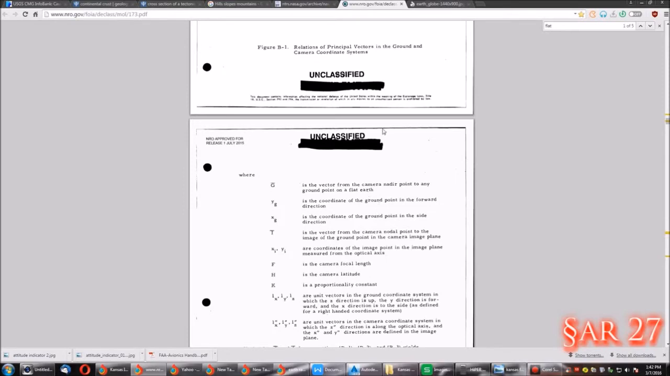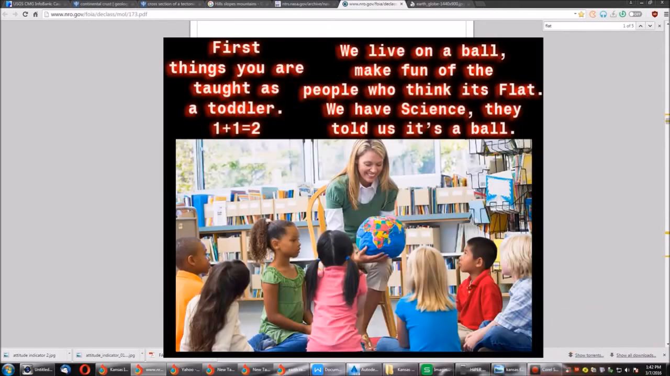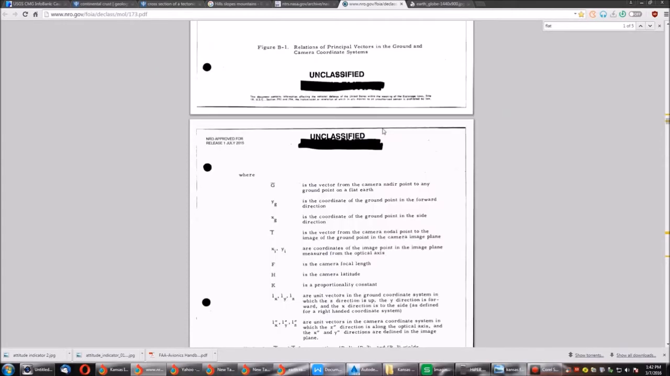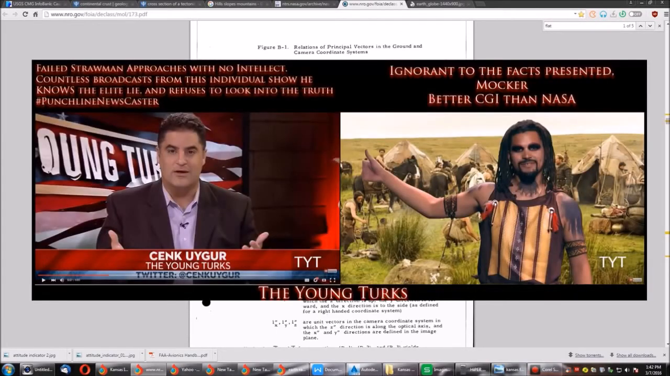And I know what the naysayers out there always say, like, oh, that's just baloney. They told us in grade school that we have to make fun of the people that think it's flat. They were cavemen. It gets ridiculous. I mean, they even have people on a YouTube channel, the Turks or something like that, some kind of news channel on there. They have a little caveman dressed up and says that the ice walls are all the way up to space or something. Those guys are really ignorant anyway.